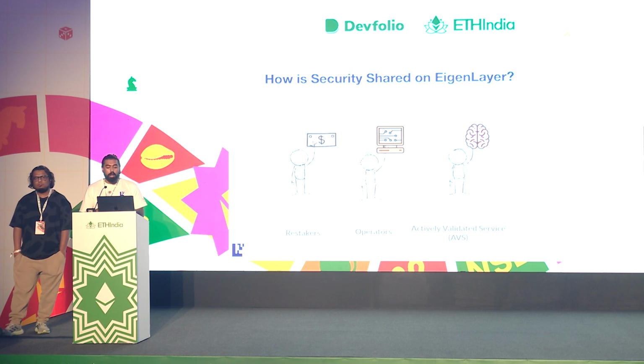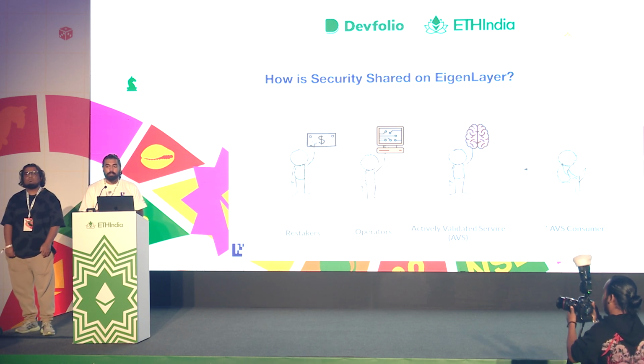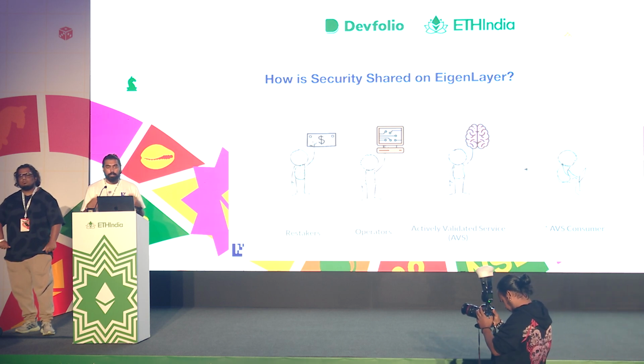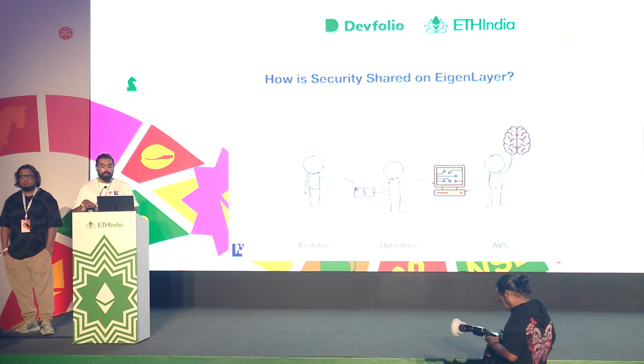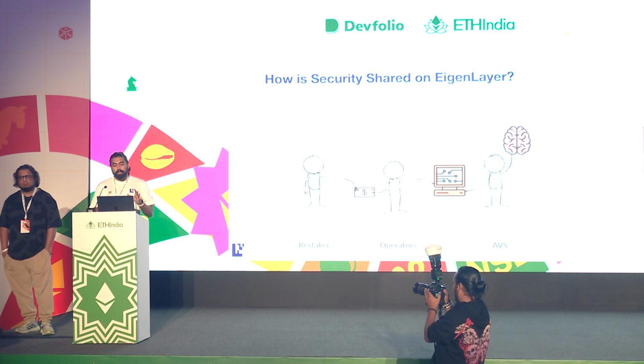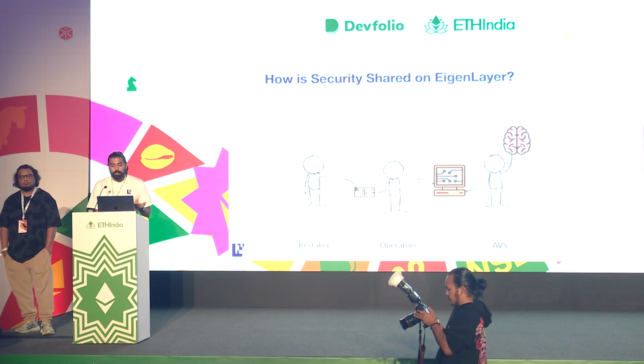So we have operators, and actively validated services are the products you will build on EigenLayer. Things like oracles, bridges, AI agents, all of them are AVSs. And we package this, and a consumer would be using your services, like the agents, the bridges, the oracles, to do what they want to do, right? So how does this flow? Risk-takers delegate their capital to operators, and operators run AVSs. That is how it works on EigenLayer.